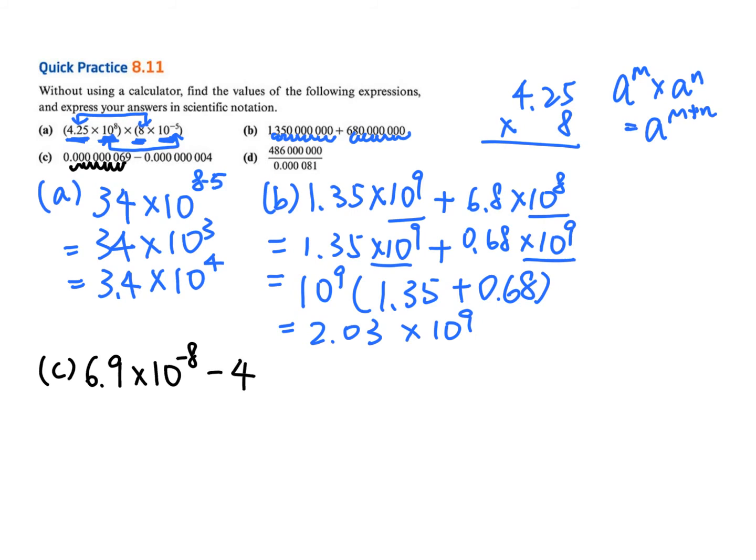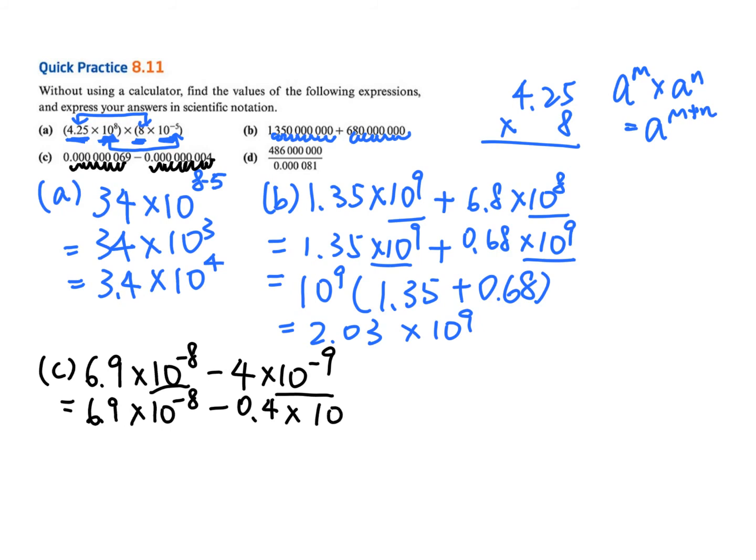Okay, and then minus 4. So here will be 1, 2, 3, 4, 5, 6, 7, 8, 9. So it would be 10 to the power negative 9. So once again, if you can see that, okay, so these two again is not the same. So which means that you have to change it, okay? So I have to rewrite it 6.9 times 10 to the power negative 8. And then here would be minus 0.4, okay, times 10 to the power.